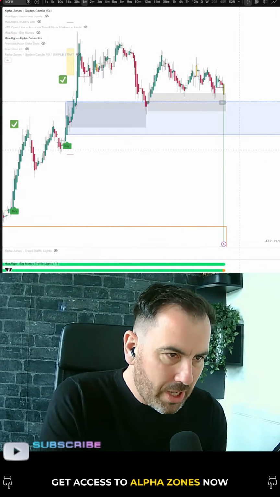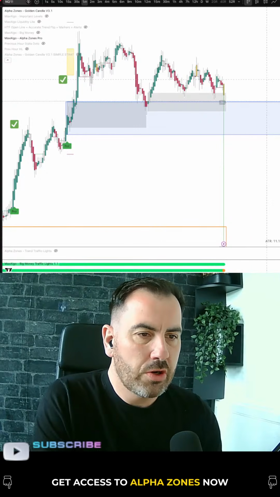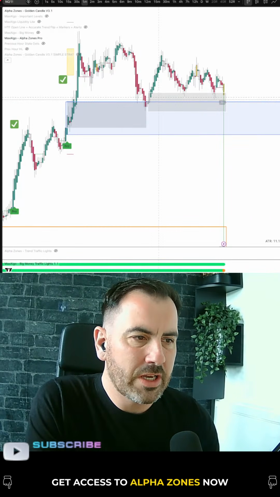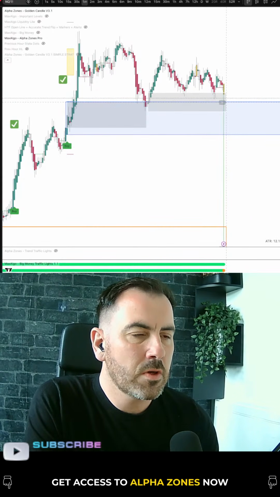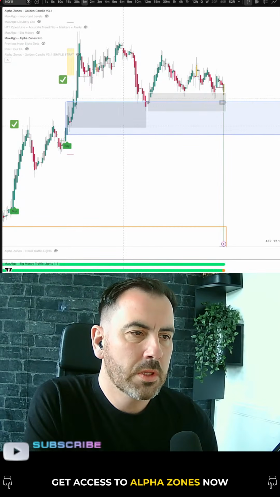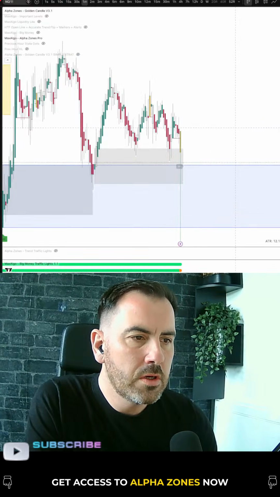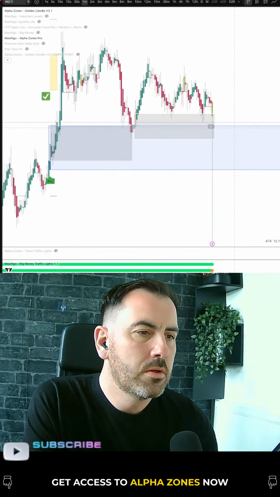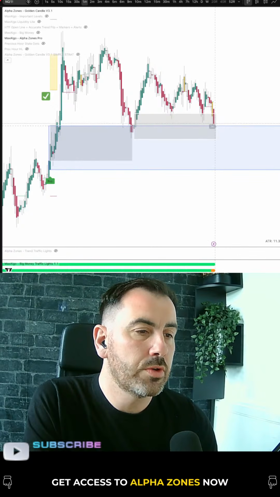So we are getting another push down into our 1 hour alpha zone, back into our Q. It's such a strong level here. We've got the Q daily here. Usually if it's going to go through, it'll go through with some conviction.